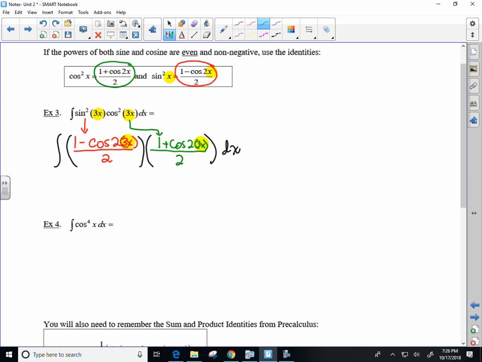All right. So now, little housekeeping, a little bit. 1 minus cosine 6x over 2. And that's only because 2 times 3 is 6.